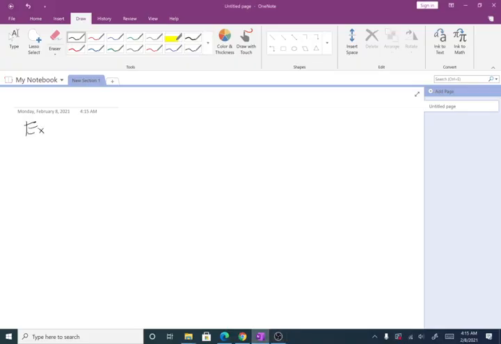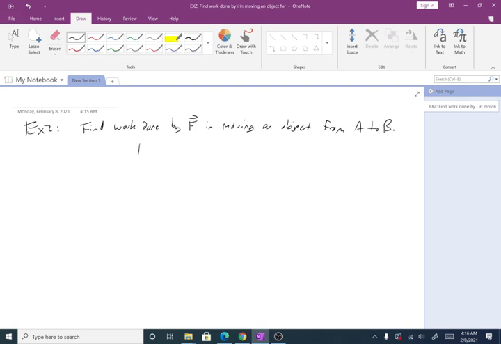Okay, let's consider our second example of line integrating a conservative vector field. So let's consider the problem of finding the work done by F in moving an object from A to B. And so we need, of course, to know what F is. It is 2y to the 3 halves, 3x square root of y. And our points A and B will be (1, 1) and (4, 4).